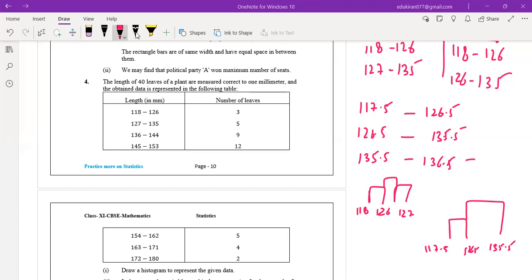Ma'am, are we supposed to use this in every histogram problem or just only when it's not equal? Yes, when it is not equal, only then you have to do it. In case they are equal, then you don't have to do anything. Just draw the simple histogram. Okay?